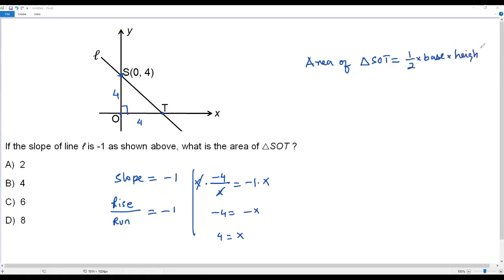Okay, so what is the base over here? The base is the line segment OT, that's 4. We just got this 4 using the run. And the height, we already know, is 4 units. So 1/2 times 4 times 4 is 16. 2 goes into 2 one time, 2 goes into 16 eight times, and 1 times 8 is 8. So we get 8 square units. Therefore the area of the triangle SOT is 8 square units. We find 8 in option D. So the correct answer choice for this question is option D.